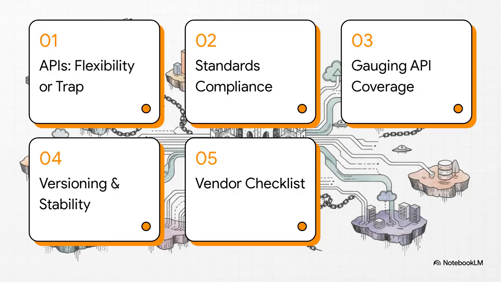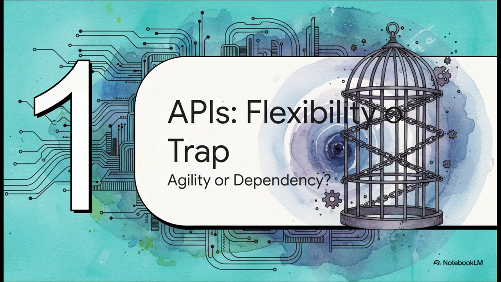You should always work with competent legal counsel who's familiar with the laws and regulations where you are. So, what's our game plan for today? Well, we're going to start by unpacking that whole dual nature of APIs. Are they a tool for freedom or a trap? Then we'll get into the nitty-gritty, our investigative framework, if you will. We'll test for standards compliance, figure out how to gauge API coverage, look at stability, and then, to wrap it all up, we're going to arm you with a practical checklist to take to your next vendor meeting. So let's start with that big picture.